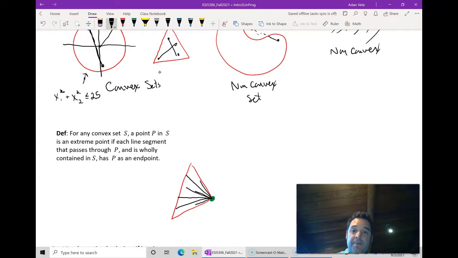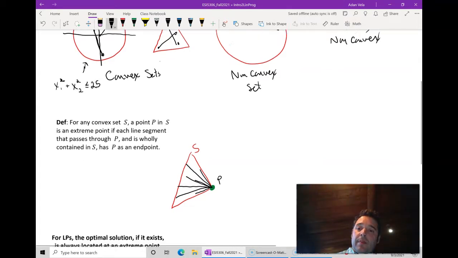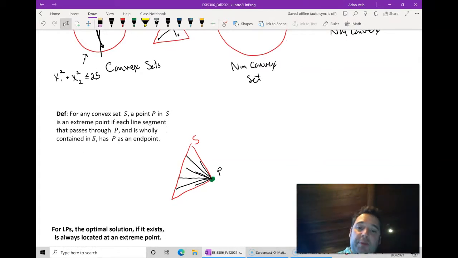And you'll notice for this point P, any line that passes through it and is fully contained within the red set, the set S, has P as an endpoint. There's no way to draw a line that's fully contained in S where P isn't an endpoint, right? So these points we call extreme points.